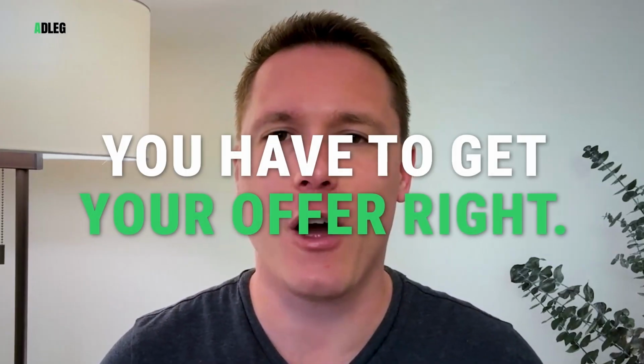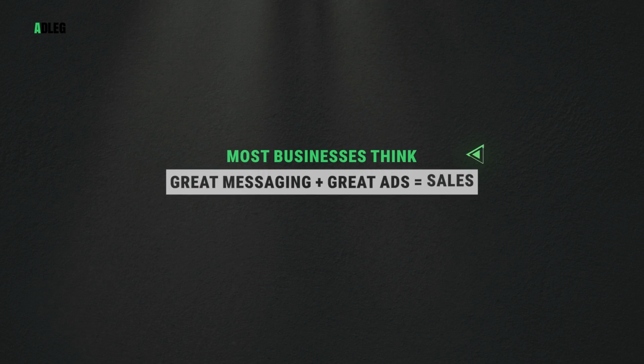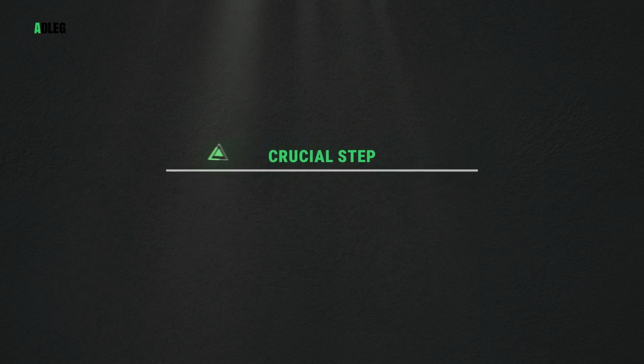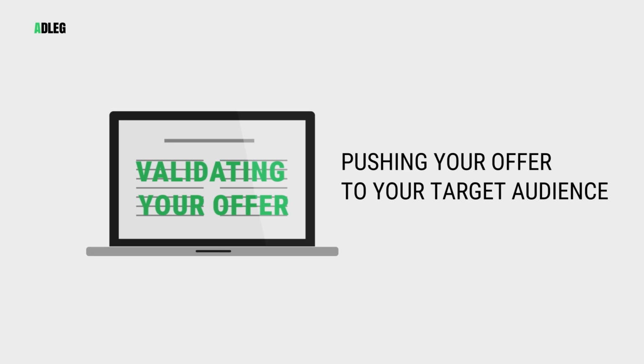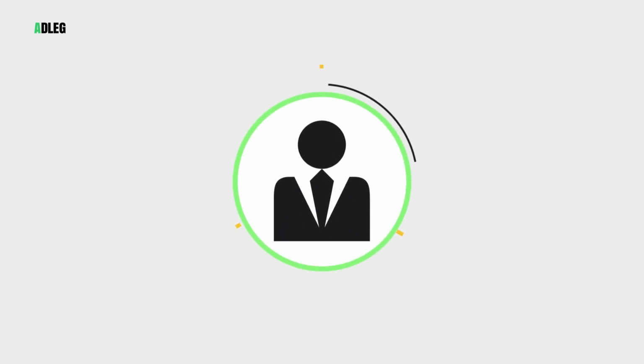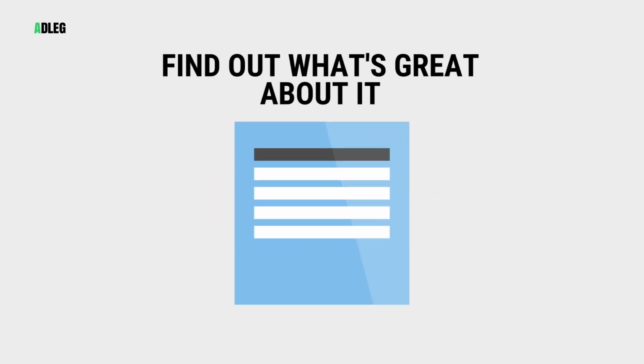So before you even begin scripting and recording and running ads, you have to get your offer right. Most businesses think that great messaging plus great ads equals sales. Most business owners skip the most crucial step. Validating your offer. Does your ideal audience actually want what you have to sell? Validating your offer means pushing your offer to your target audience to see how well it'll be received. So you'll want to get feedback in analyzing your offer. Find out what's great about it, if it's speaking to your target audience, if it's turning off your target audience.